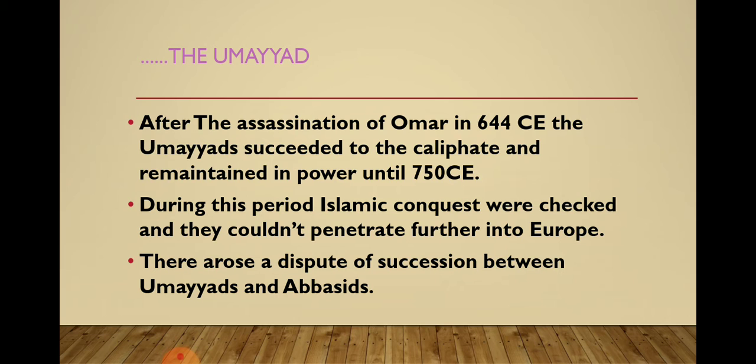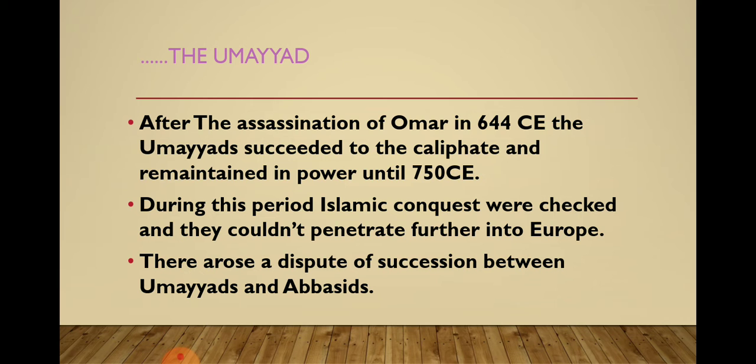During this period, Islamic conquests were checked and they couldn't penetrate further into Europe. After the death of Umar in 644 CE, there was a stagnation, and it was difficult for the Islamic people to penetrate further into the European countries. There arose a dispute of succession between the Umayyads and the Abbasids. Here we see the emergence of a new dynasty, the Umayyads, a family who became powerful and took over the power as the religious head and started ruling the Islamic areas.